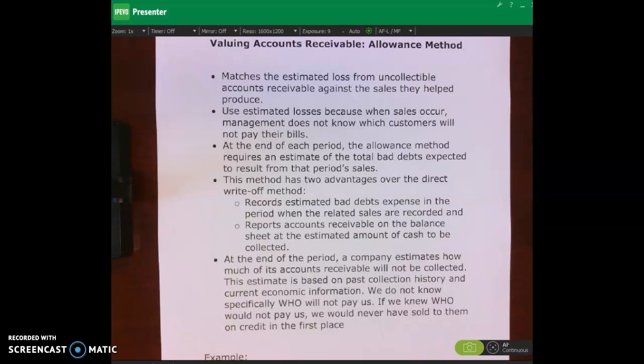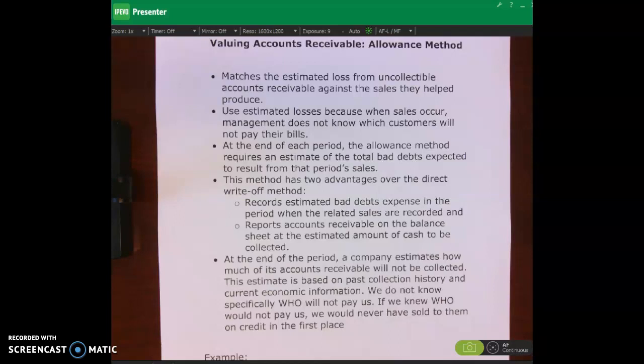Now that's not a severe problem as long as the bad debts expense is a small dollar amount. It's immaterial. But what if it's material? Then we need to use the allowance method. Now the allowance method satisfies the matching principle. I'll say that again. The allowance method satisfies the matching principle.